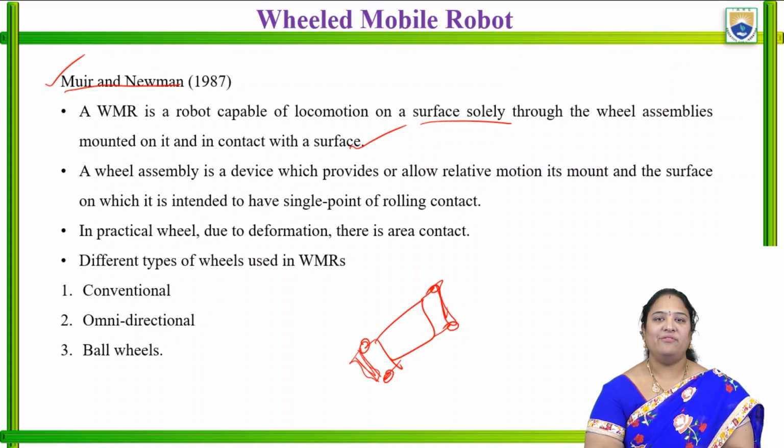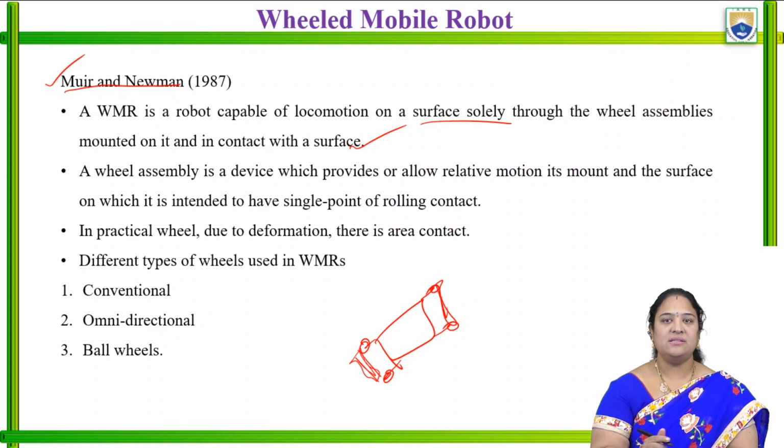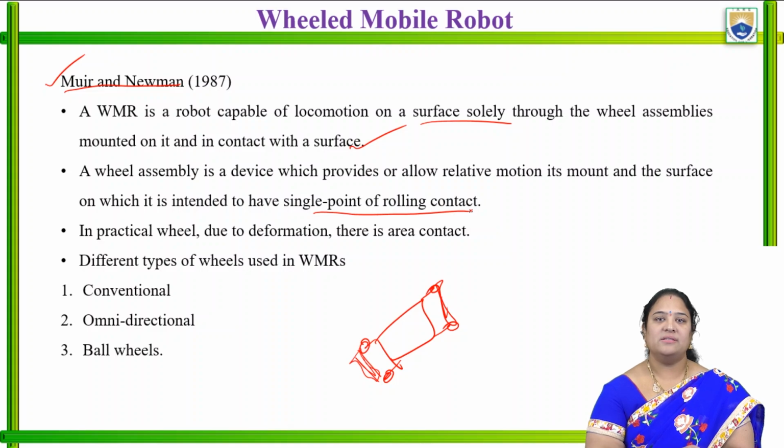And other than that, the wheel assembly is provided in order to have the motion, mounted on its surface, which has a single point of rolling contact, right? That is, the wheel assembly attached to that device should have a single point of rolling contact with respect to the surface.